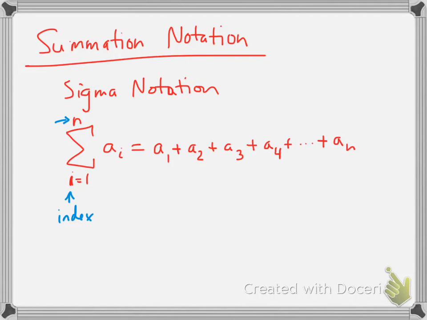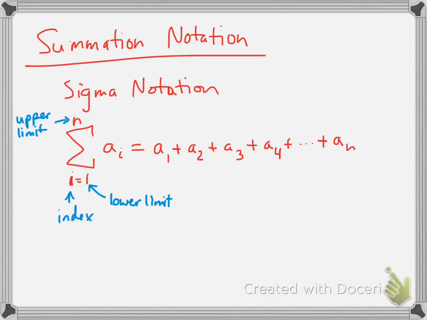N is the upper limit, that tells me where I end. And 1 is usually the lower limit. We usually start at 1. You can start anywhere, but we usually just like to know, starting out at 1, what our answer is.